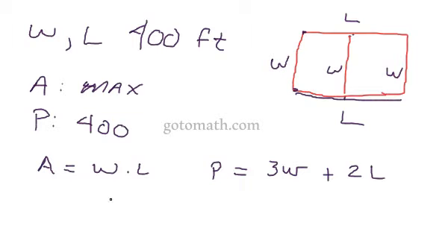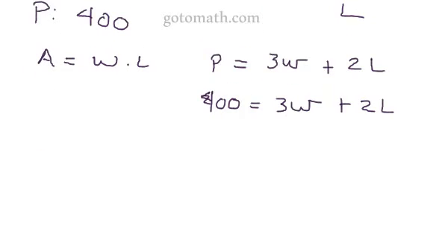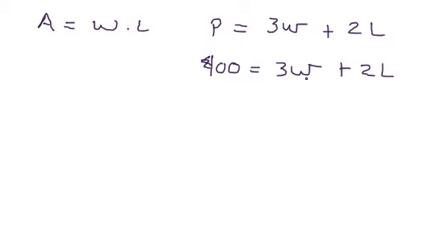We've set up our two equations here, and what we're going to want to do now is plug in 400 for our P. 400 is equal to 3W plus 2L. And of course, this is what we are going to be maximizing. I'm not going to rewrite that again. But what we want to do now is get this in terms of one of the variables, W or L. It doesn't really matter. I'm just going to solve for L in this problem.